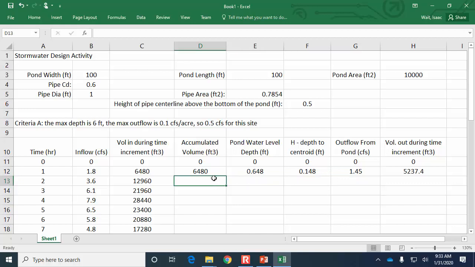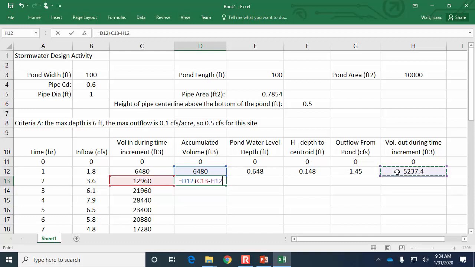All right, so now this is the one other tricky spot, the accumulated volume. So what we want to know is how much is going to be in the pond at the end of the second hour. And what we have to do is use the outflow from the previous hour in order to estimate that. And so the accumulated volume is going to be the previous hour's volume plus the new stuff that comes in minus the volume that went out during the previous hour.